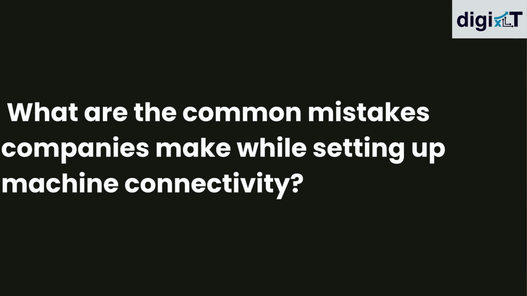What are the common mistakes companies make while setting up machine connectivity? From a machine connectivity point of view, the first thing is if a company has, say, 50 machines, what they do is prioritize certain machines and connectivity happens only in selected machines. I think that is something that should be avoided. While we can always start a pilot with a limited number of machines, 100% of the machines should get connected. Then only will the right kind of insight be there.